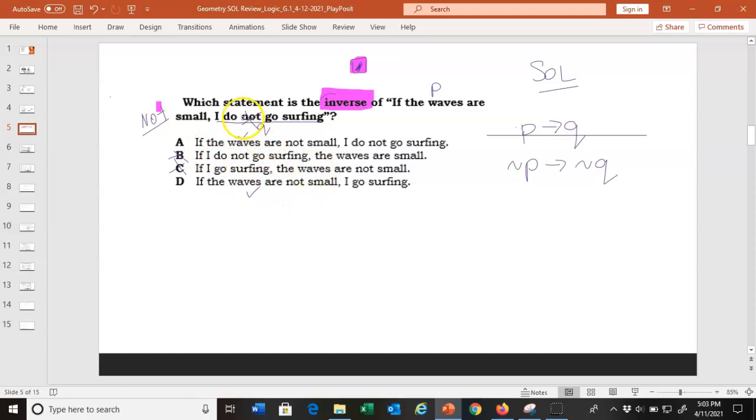Let's look at the Q. We want I do go surfing. Here it is. They don't have the word do in there, and that's okay. You know, English language, this means the same thing. I do go surfing or I go surfing. The answer is D.